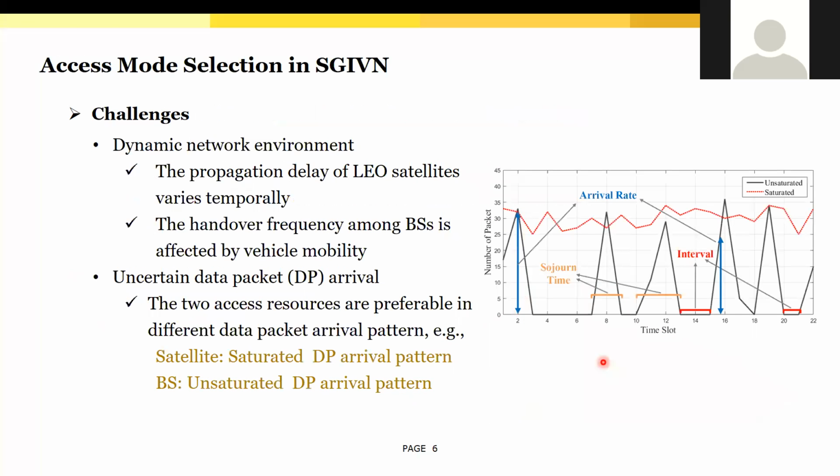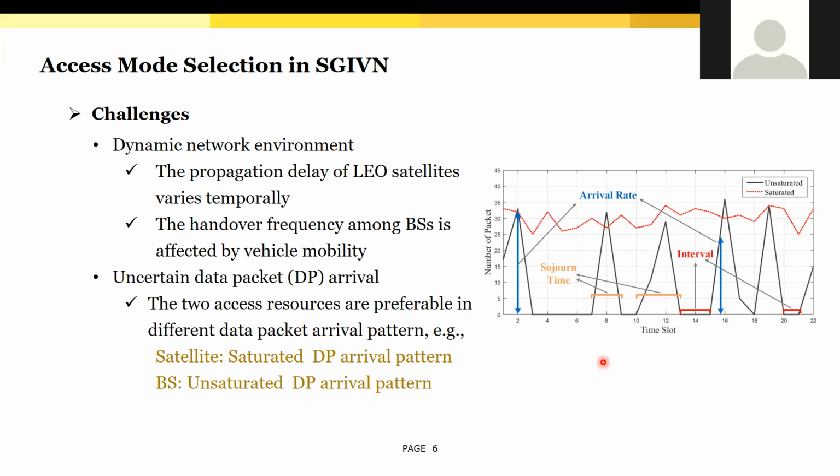So access mode selection in the SGIVN faces two main challenges. First, the satellite propagation delay and the handover frequency among base stations vary temporally with satellite and vehicle mobility respectively. A myopic access mode selection policy, without anticipating future network variation, cannot adapt to the dynamic network environment and leads to unsatisfactory performance.